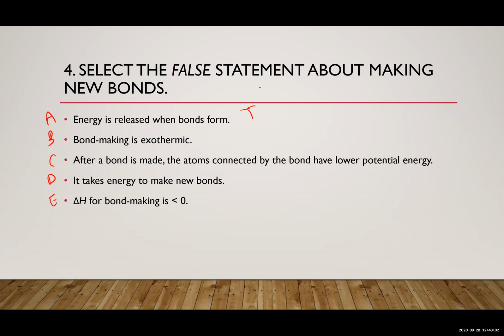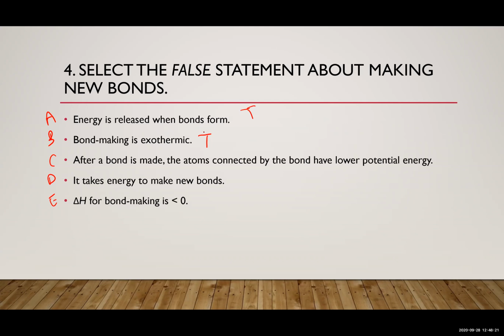Next, B: bond making is exothermic. You already said energy is released when bonds are formed, right? So if A is true, that means B is also true. If energy is released, that's exothermic, so that's also true.